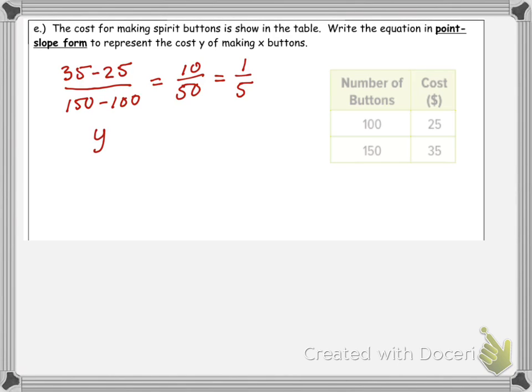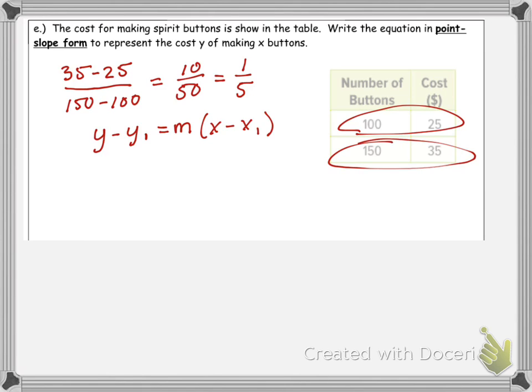And for point slope form, I want to remember my formula. And again, you can choose either one of the two ordered pairs to use as your x and y values in there. I will usually go with that first value. So I'm going to plug in y minus, and my y value is 25, is equal to my slope, 1/5, and I'm minus x, and my x value that goes with the y value of 25 is 100. And that is my point slope form of the equation.